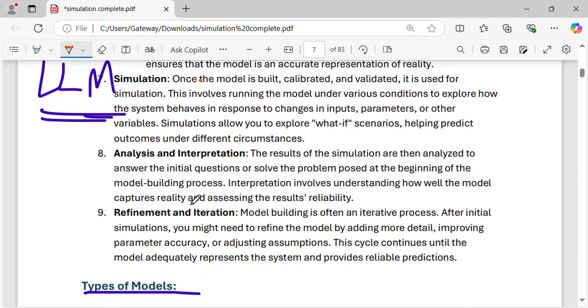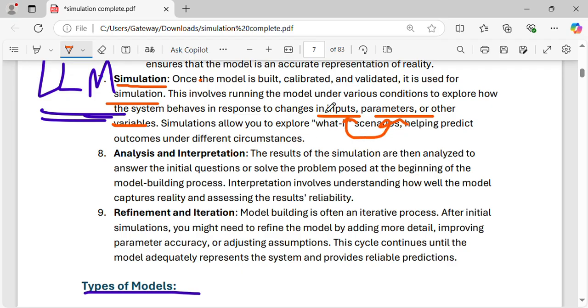Then we get to simulation. Once the model is built, calibrated, and validated, it is used for simulation. This involves running the model under various conditions to explore how the system behaves in response to changes in inputs, parameters, or other variables. Now, there's a difference between inputs and parameters.